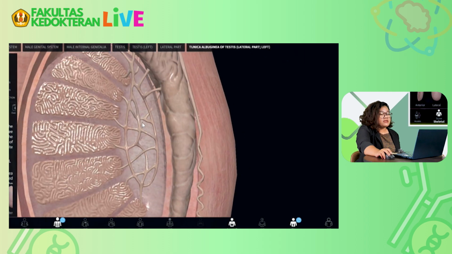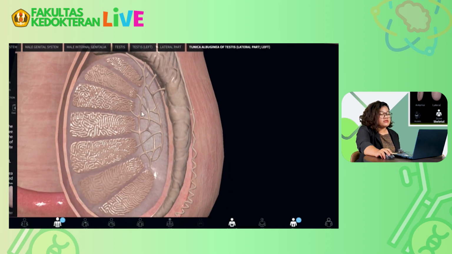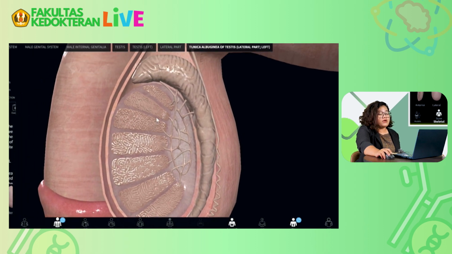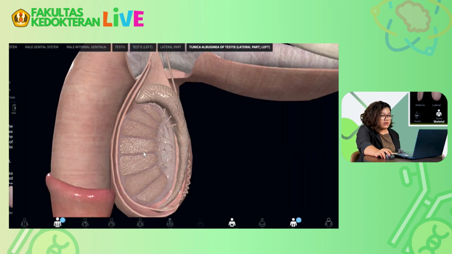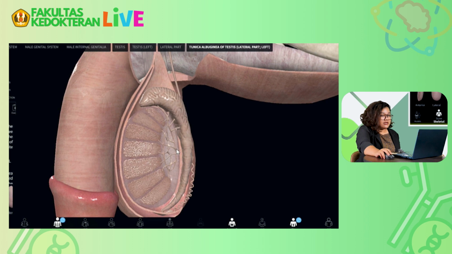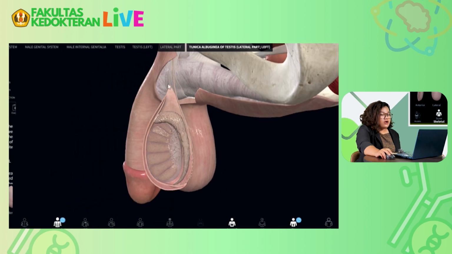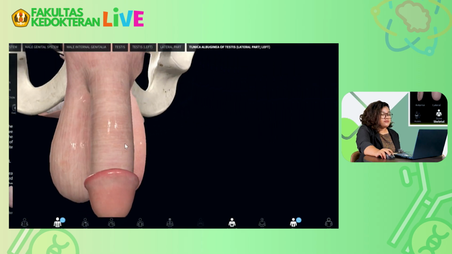This is the rete testis, and it will go into the epididymis ducts or the ductus deferens from several rete testis ducts. Please review again in your textbook about these structures. And what about the vascularization and innervation we talked about earlier? The vascularization and innervation come from the spermatic cord, just like the other structures in the testis.